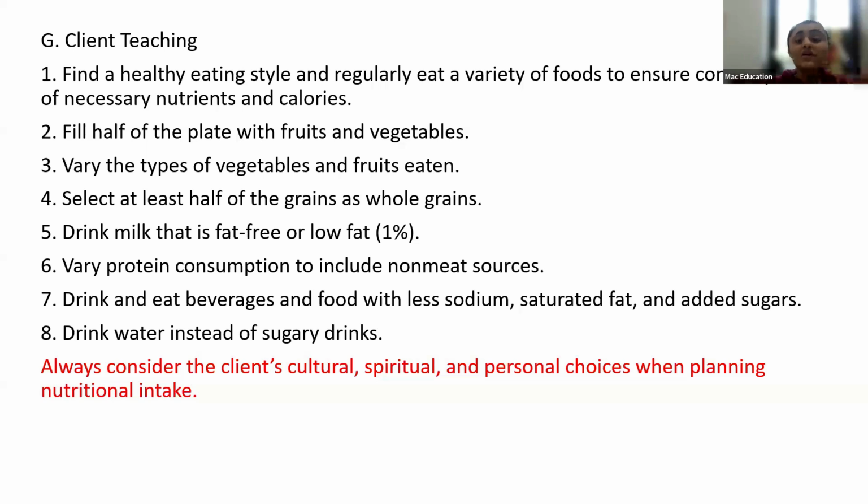If you are including non-meat sources, if you are including meat sources, then it is fine. But if the person is vegetarian, then the person is advised to eat a variety of proteins. Drink and eat beverages and foods with less sodium, saturated fat and added sugar.